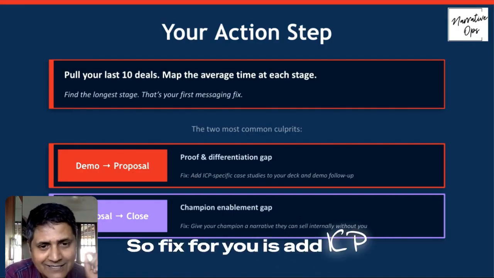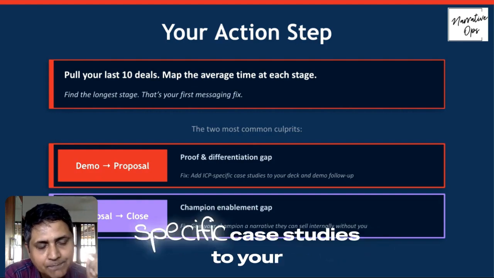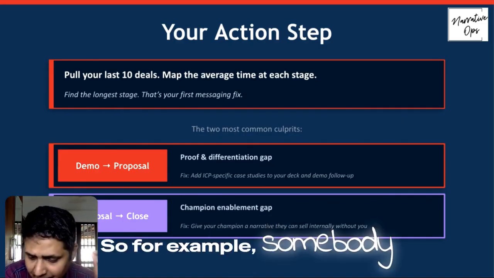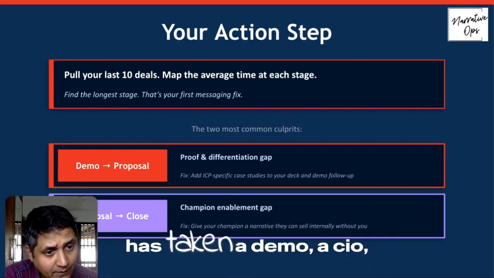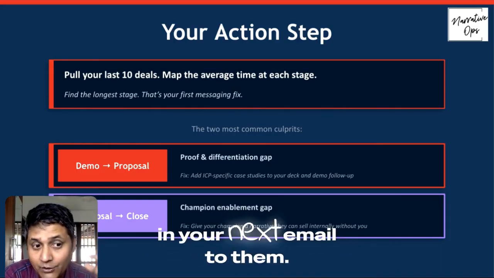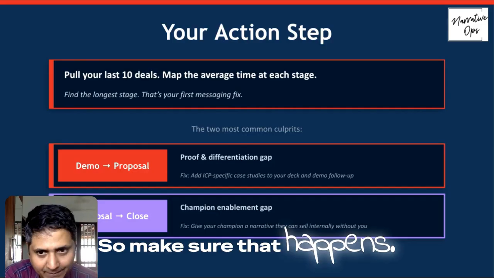the fix for you is to add ICP-specific case studies to your deck and demo follow-up, right? So for example, somebody has taken a demo, a CIO. Put a CIO-related case study in front of them in your next email to them. So make sure that happens.